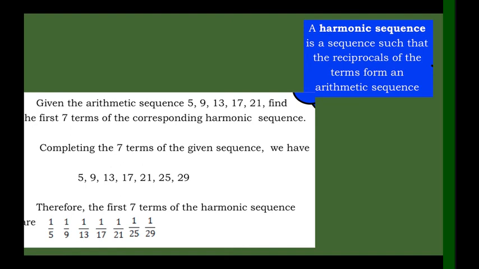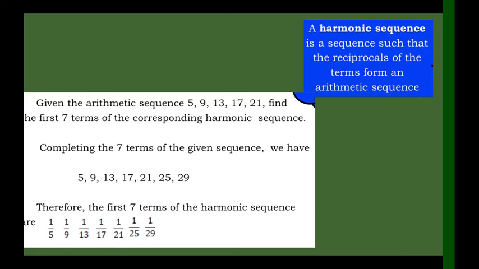Alright, let's talk about the harmonic sequence. Harmonic sequence is a sequence such that the reciprocals of the terms form an arithmetic sequence. Given the arithmetic sequence 5, 9, 13, 17, 21, find the first seven terms of the corresponding harmonic sequence. So we have 5, 9, 13, 17, and 21. Completing the seven terms of the sequence, we have 5, 9, 13, 17, 21, 25, and 29.